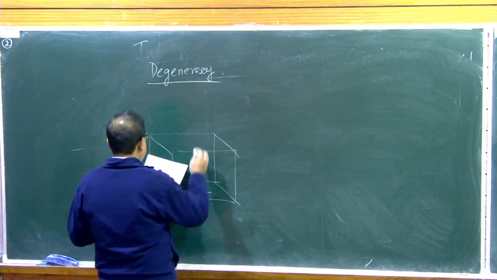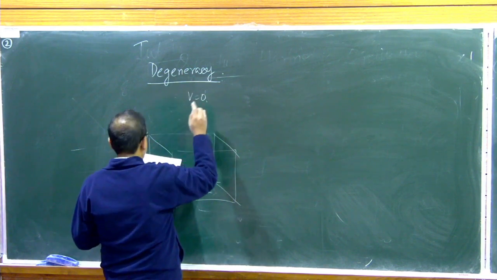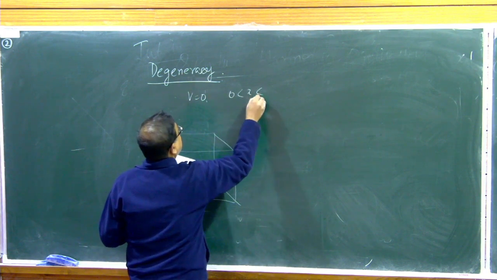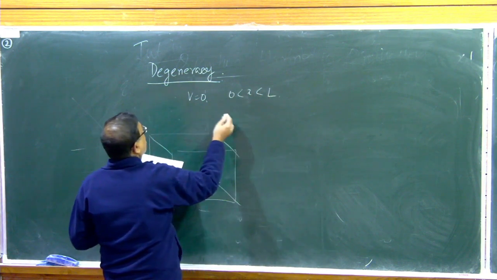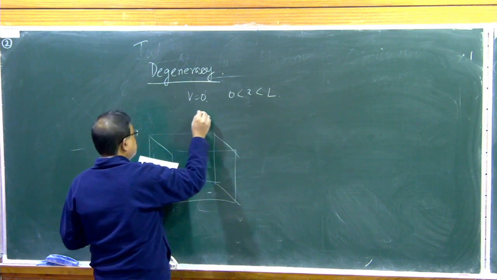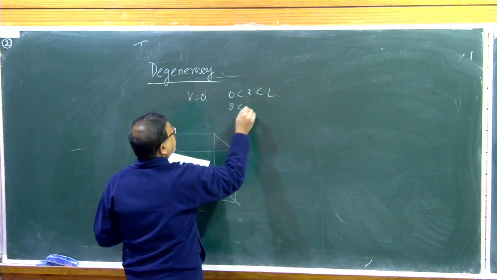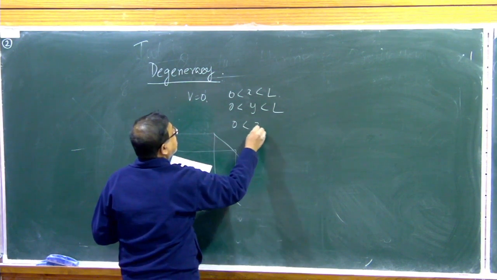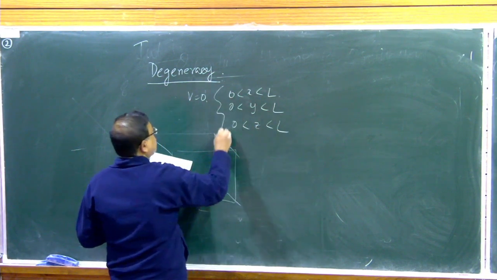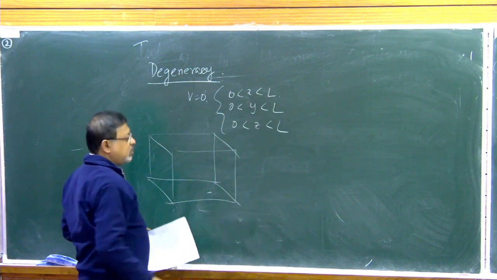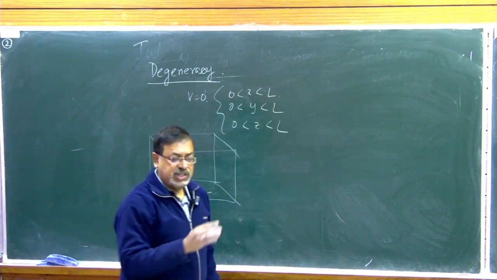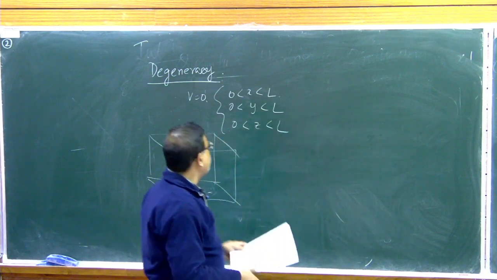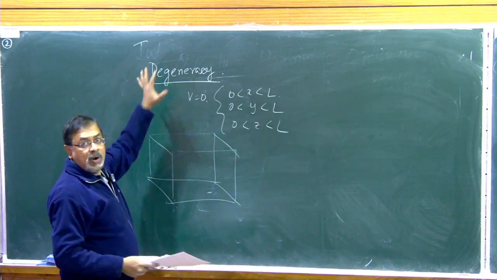So such that V is equal to 0 for 0 less than x less than l, and 0 less than y less than l, and also 0 less than z less than l. So V is equal to 0 for all these things. It's just an extension of that particle in a box from 1 dimension to 3 dimensions, because we are going to talk about a property called degeneracy.